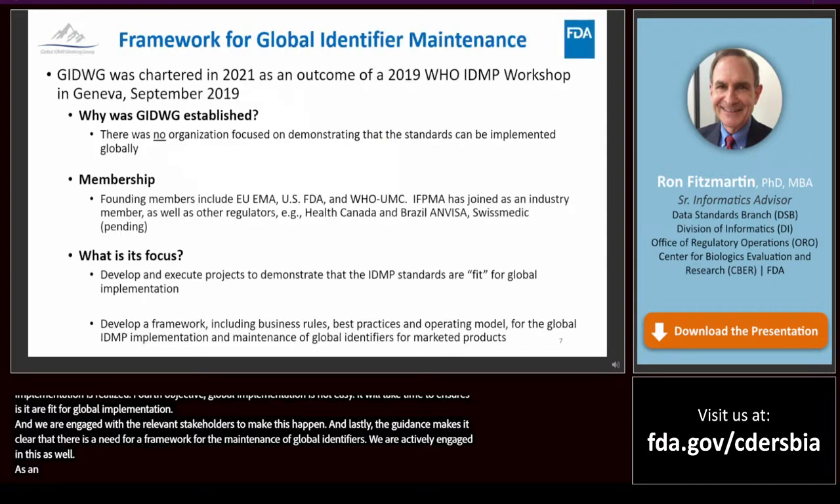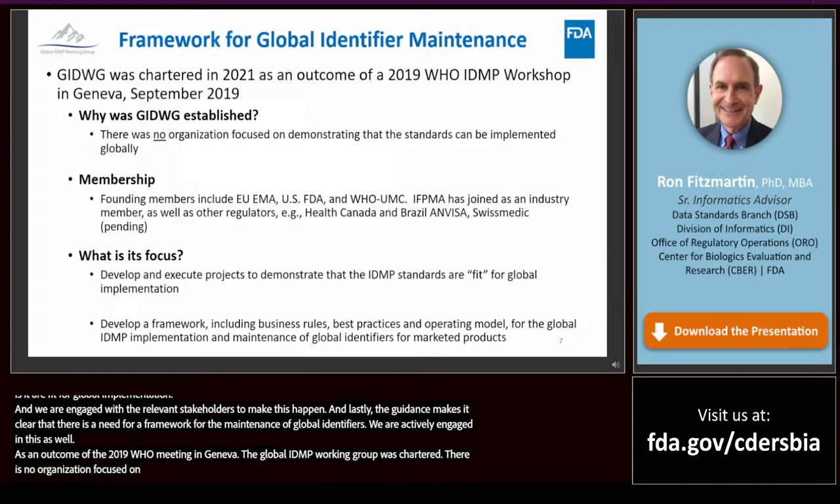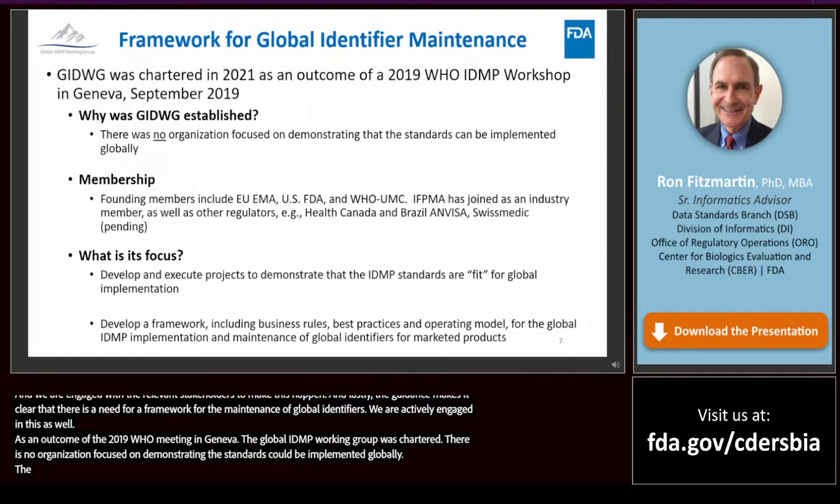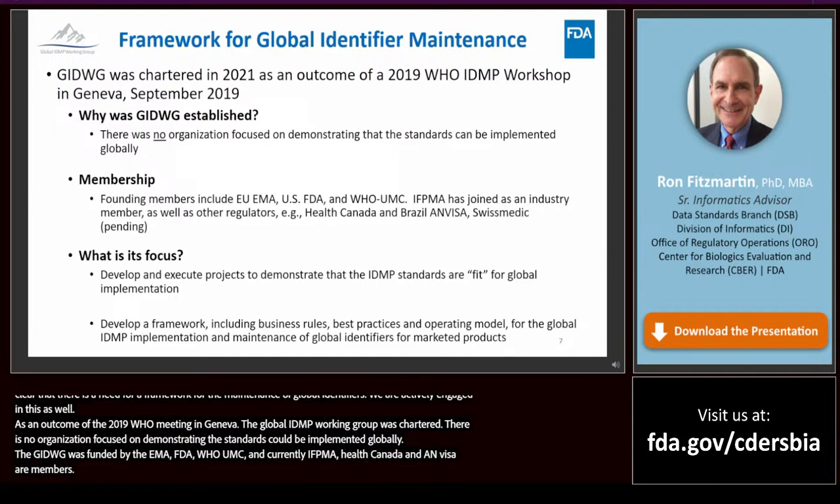As an outcome of a 2019 WHO meeting in Geneva, the Global IDMP Working Group was chartered. There was no organization focused on demonstrating that the standards could be implemented globally. The GIDWG, as it is called, was founded by the EMA, FDA, WHO UMC, and currently IFPMA, Health Canada, and Anvisa are members. Other memberships are pending. Its focus is simple. Its tasks and activities are very complex.